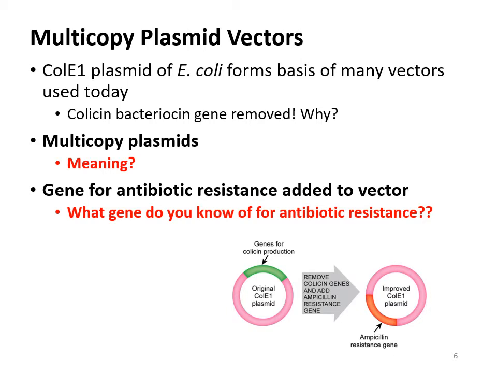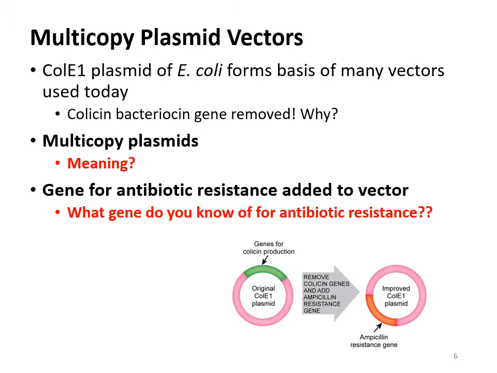Now, one of the most commonly used ones today came from what we call the ColE1 plasmid that E. coli naturally had. And what researchers did was they took this original plasmid that they found in E. coli and they removed what was called the colicin production genes. And the reason they removed that is colicin is a bacteriocin. And what that means is it's a toxin that kills some bacteria.